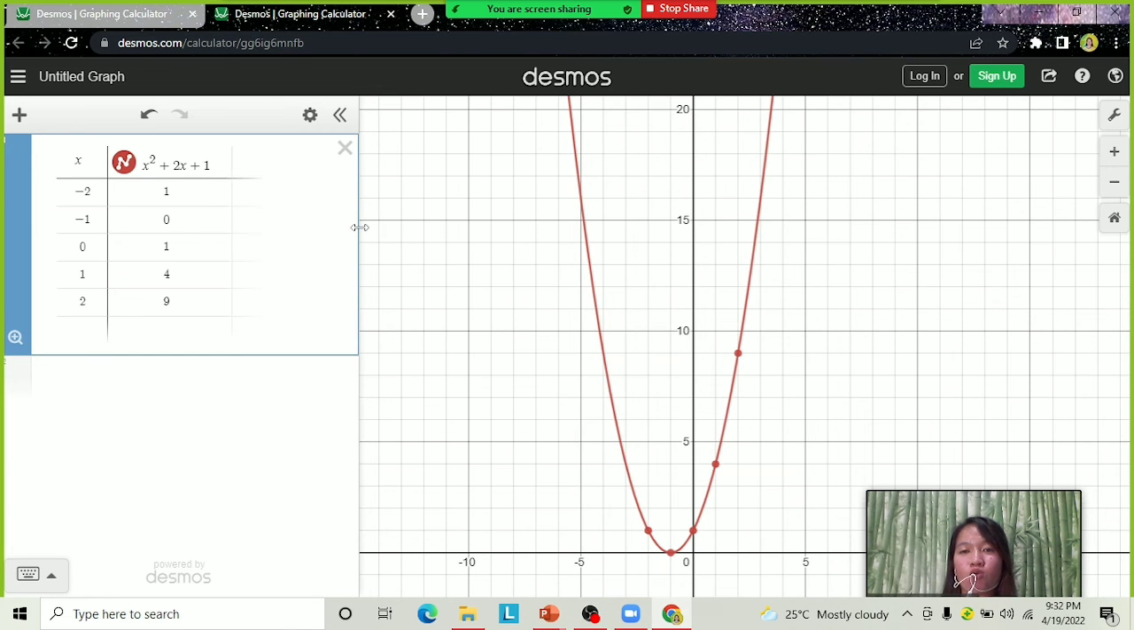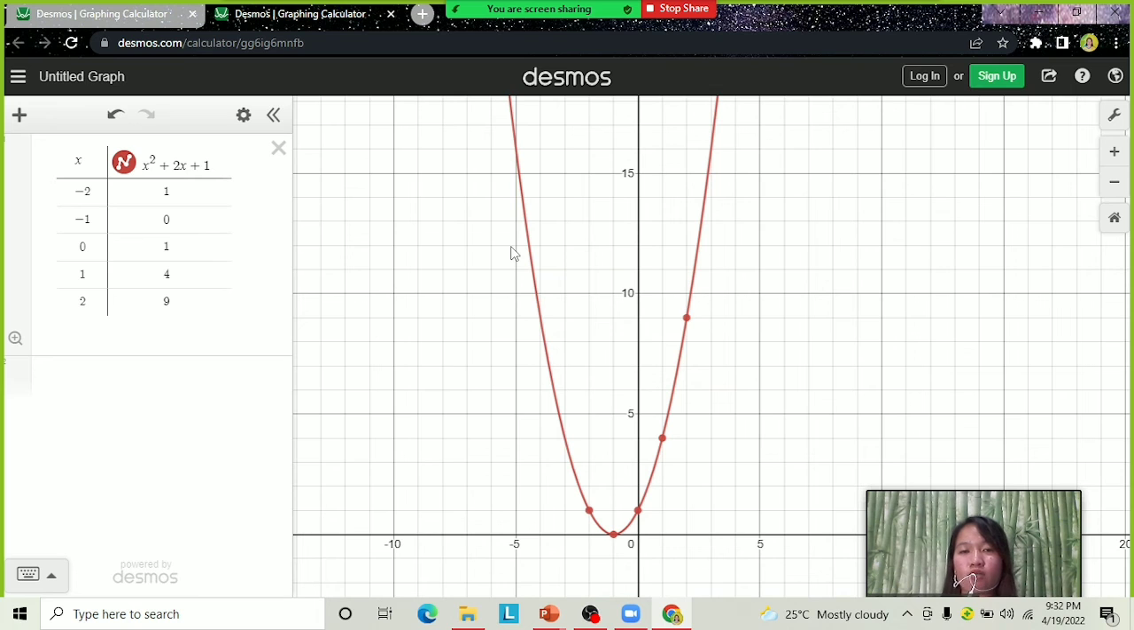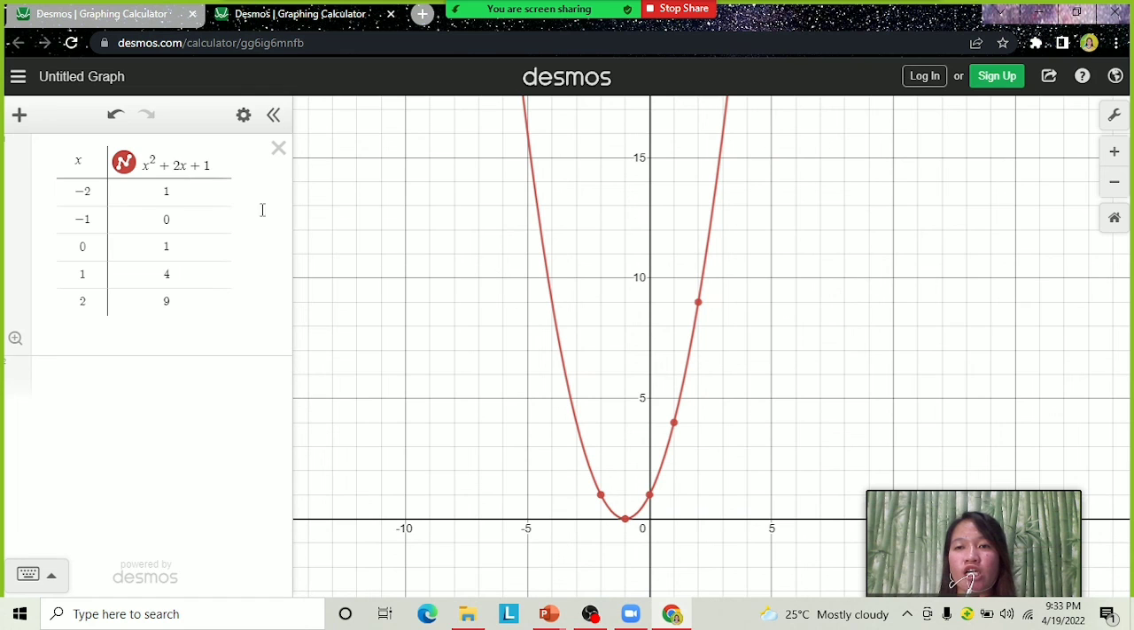That is how accessible the Desmos graphing calculator is. It is online, so we can access it anytime. In graphing, it also has a Desmos scientific calculator, so we can use that too.